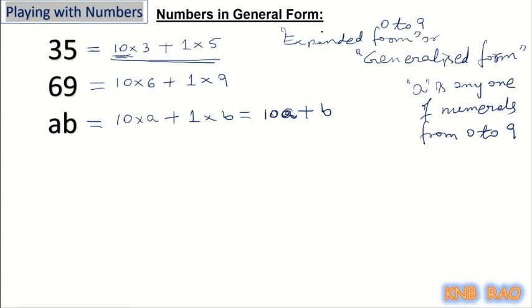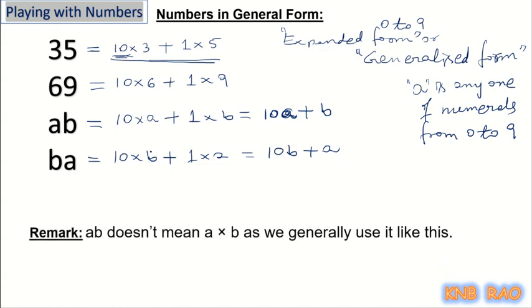Okay. Moving on to another 2-digit number BA. If you are asked to write it in generalized form, I will write 10 into B, because B is in the tens place, plus 1 into A, which is nothing but 10B plus A. So, you should remember AB does not mean A into B. When AB is a 2-digit number, it means 10 times A plus 1 time B, and 1 time B is just written as B.